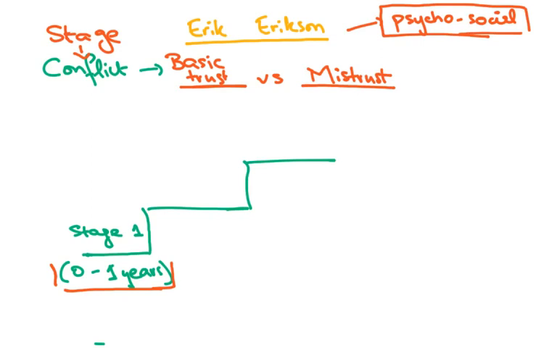So basically, if a child is given attention, if their needs are met, if they're not ignored, if their needs are met in a timely manner, if they're taken care of, then according to Erikson, what they'll develop is something called basic trust in the world around them, that they will believe they will be taken care of.